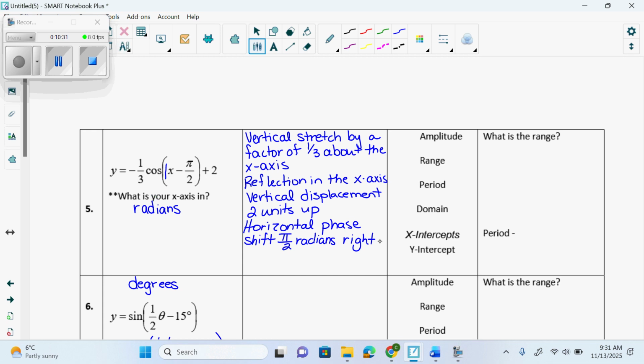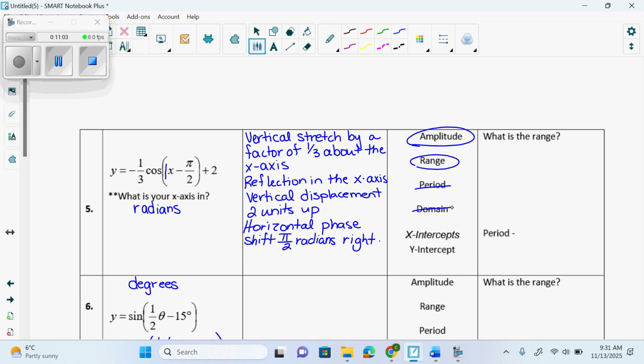Okay. What's my amplitude for this one? 1/3. So did it change? It's normally 1. Is the range going to change? Yes, the moment your amplitude changes, your range is going to change. Not only is your range going to change, the inequality signs are going to change. You're going to multiply by 1/3 and then add 2. So your range is for sure going to change. Is the period going to change? No, because the horizontal stretch is what changes your period. We don't have one. Domain doesn't change.